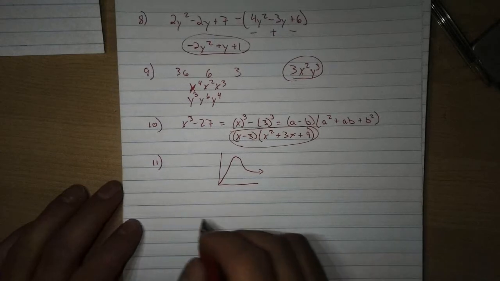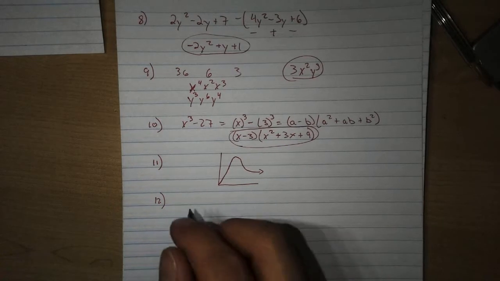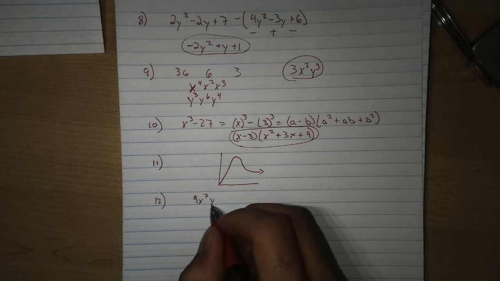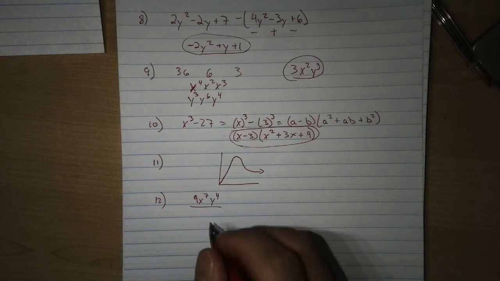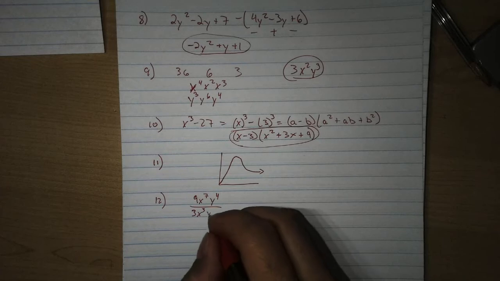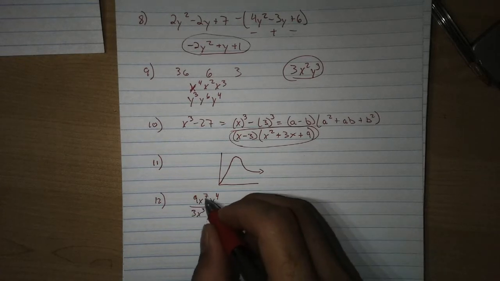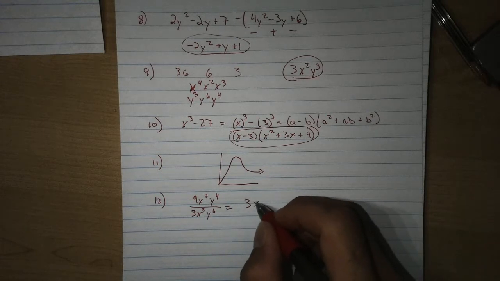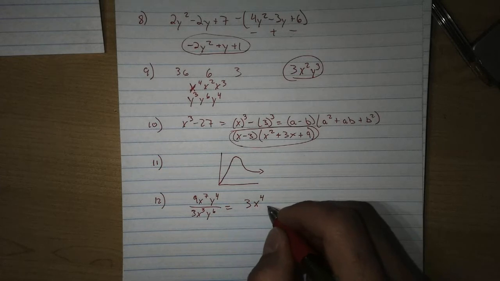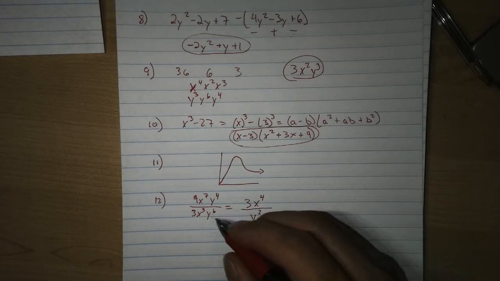Alright, number 12. Simplify 9x to the 7th, y to the 4th, all over 3x to the 3rd, y to the 6th. 9 divided by 3 is 3, 7 minus 3 is 4. 4 minus 6 is negative. It's going to stay down here as y squared. There's more y's in the bottom.